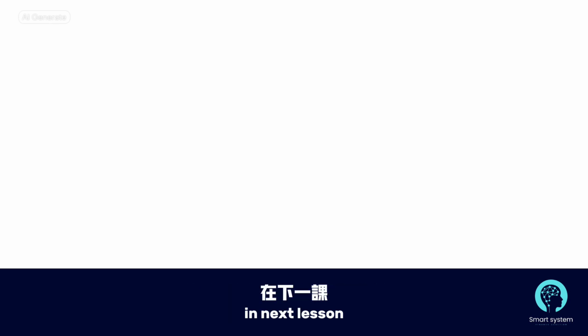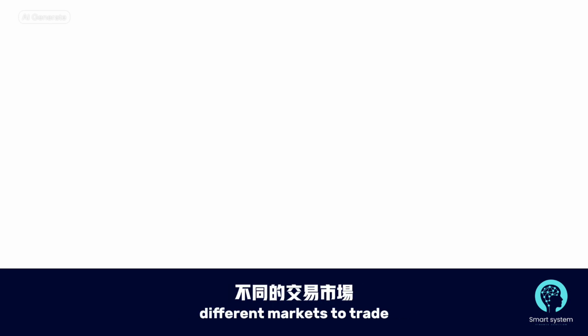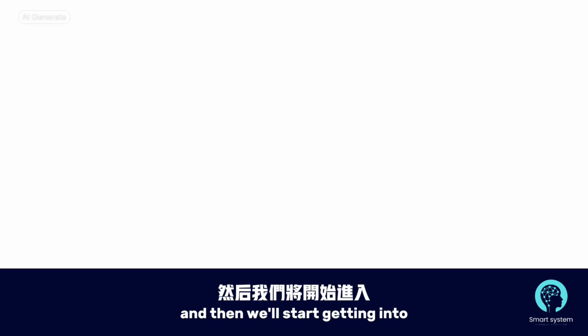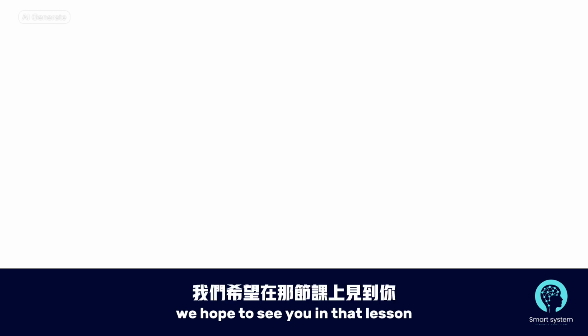In the next lesson, we're going to round out our course on the basics of trading with a look at how to choose different markets to trade and then build a trading plan. After that, there will be a series of lessons that goes into that, and then we'll start getting into specific lessons on specific markets, such as the Forex market and the stock market. We hope to see you in that lesson.